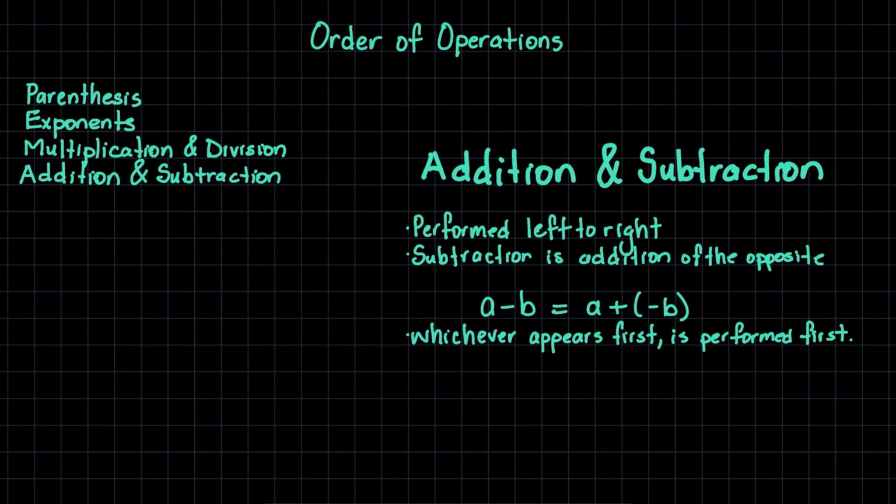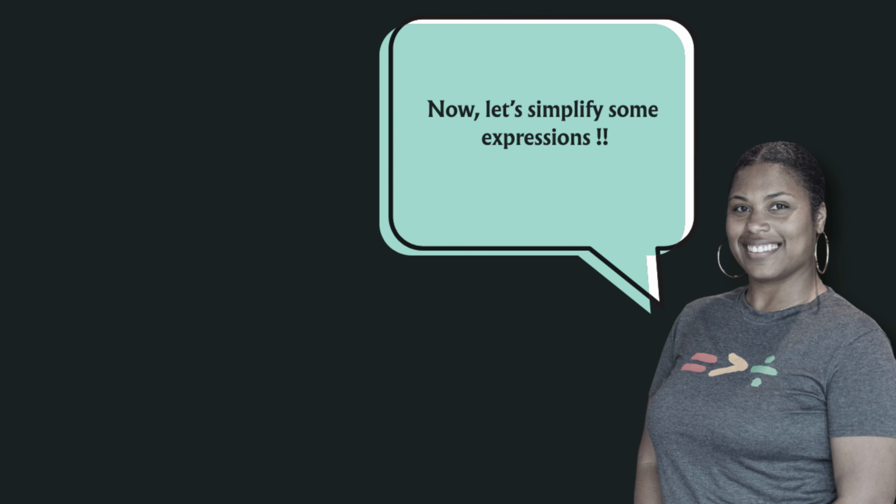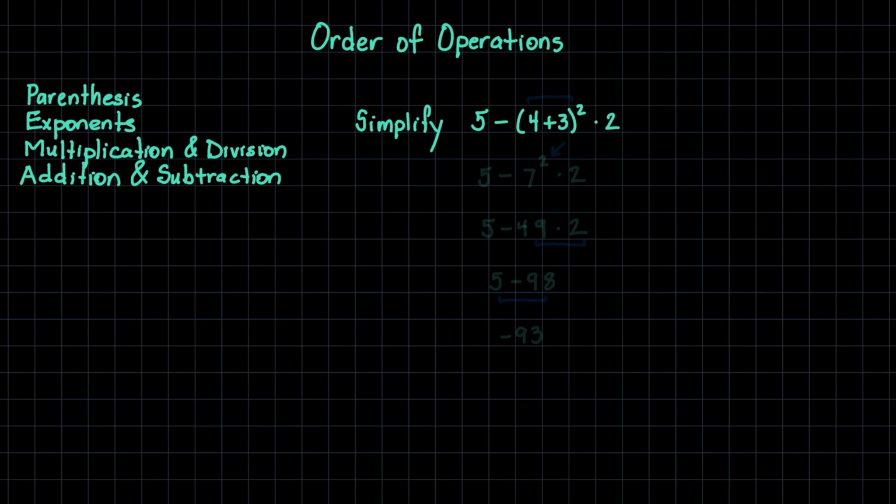Okay, we'll get into some examples to finish off the video. We are asked to simplify 5 minus the quantity 4 plus 3 squared times 2. So I'm going to look for any groupings. Here is a grouping, so I know I'm going to start there. So 5 minus 4 plus 3 is 7 squared times 2.